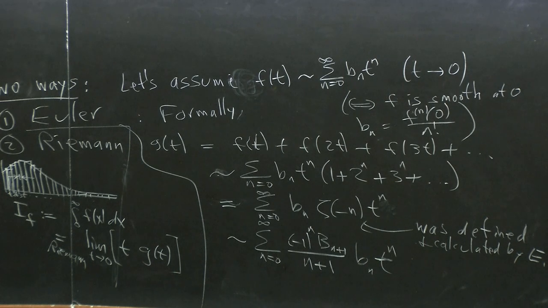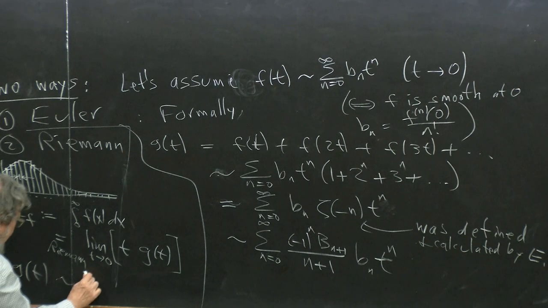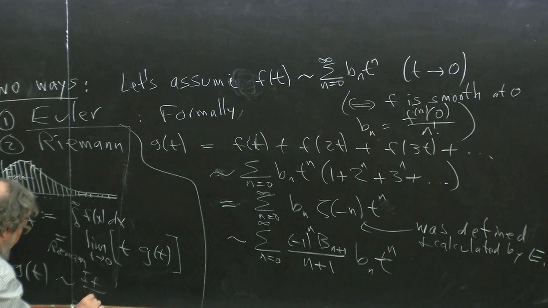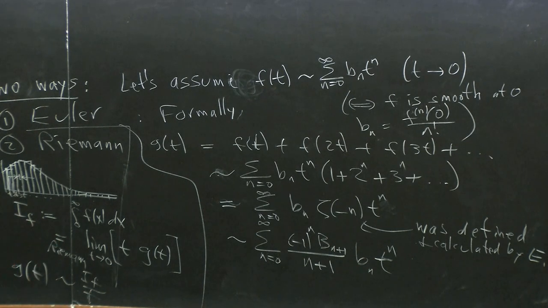So this is a fact, and therefore that tells us that g of t is asymptotic to the integral of f divided by t. And that's simply a theorem. That's because of the definition of the Riemann integral. But it doesn't give the full asymptotic expansion.